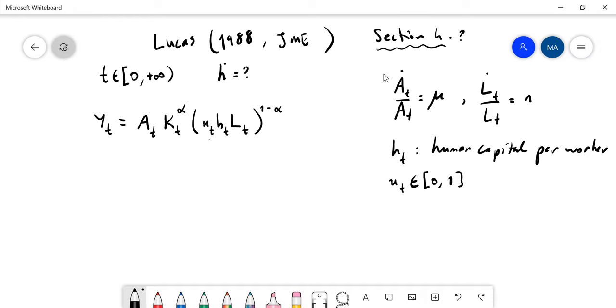Then you ask, of course, how human capital changes. The production function for human capital is rather simple. Delta here is positive, and alpha is between 0 and 1. So in your remaining time, 1 minus u, you educate yourself either in school or in on-the-job training. There could be many different mechanisms for how you increase your human capital.